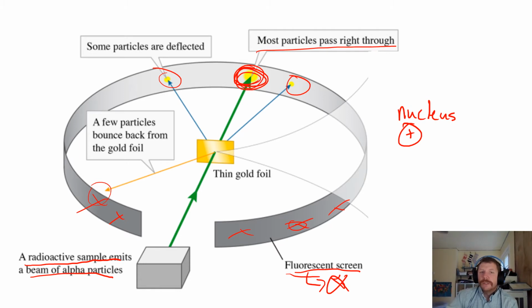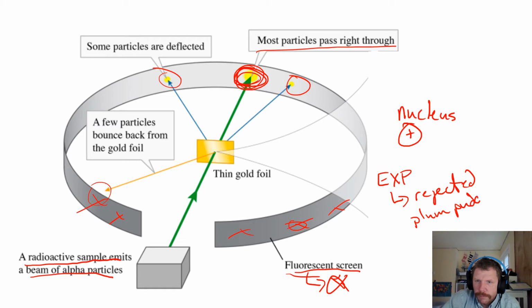So this experiment rejected the plum pudding model, because the plum pudding model had positive charges all over the place. Since we rejected that, that gave way to this competing theory that the nucleus harbored all these positive charges tightly packed in the center of an atom.